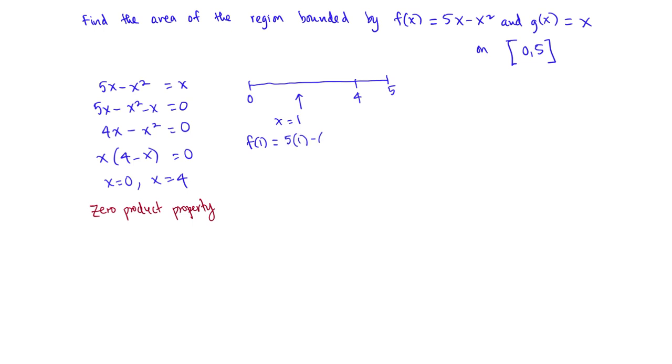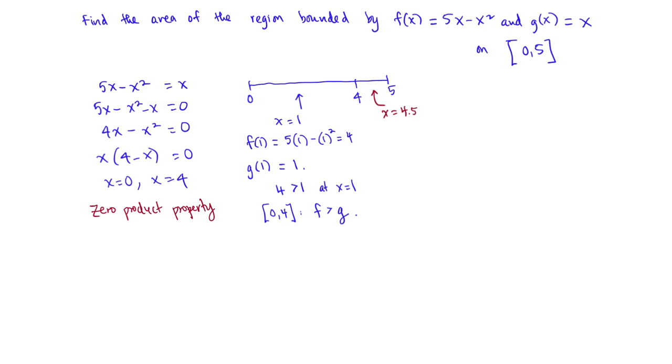f of 1 is 5 times 1 minus 1 squared, which is 4. g of 1 is 1. And so at x equals 1, f of 1 is 4 and g of 1 is 1. 4 is definitely greater than 1. On the interval 0 to 4, it must be true that f of x is greater than g of x, meaning f is the upper curve and g is the lower curve.